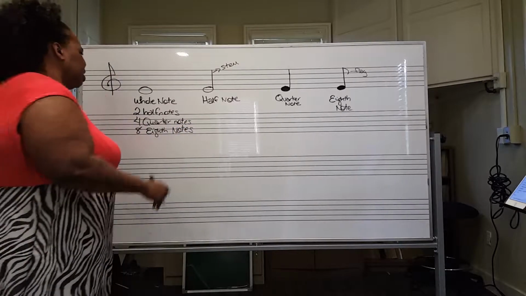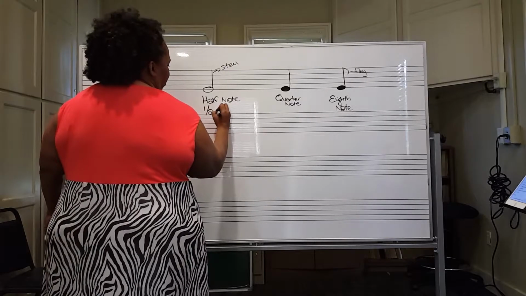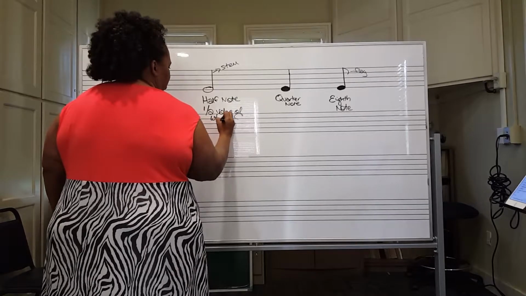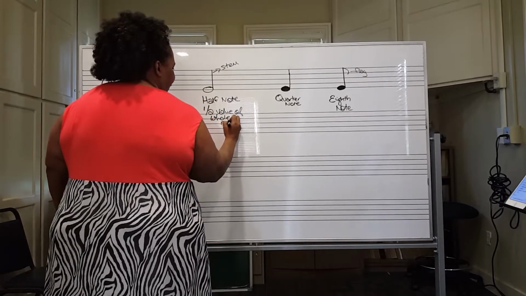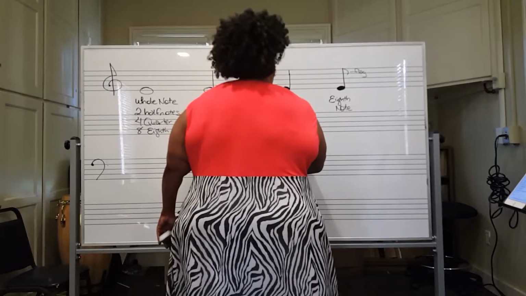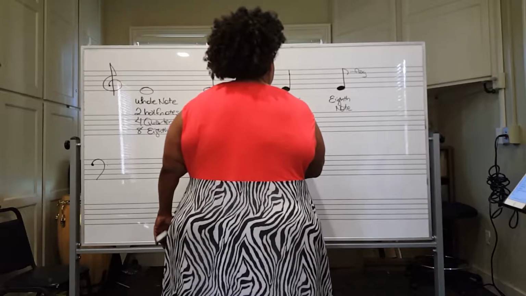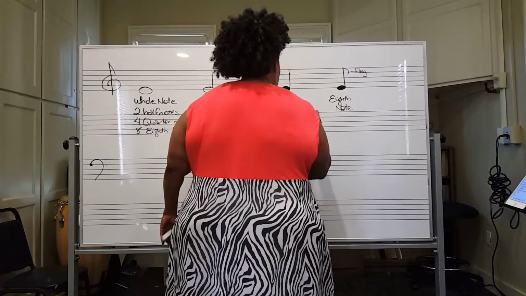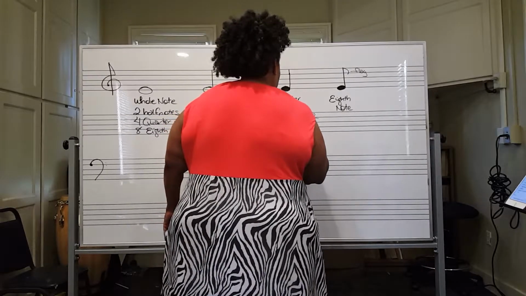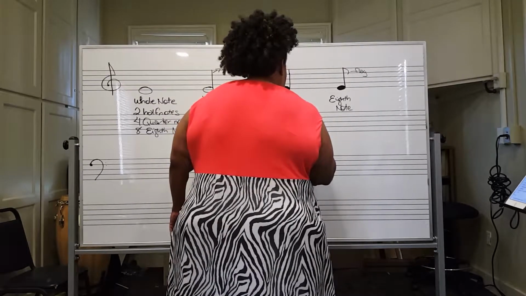Half note, it is equal to 1/2 the value of a whole note. For the quarter note, it is 1/2 the value of a half note and 1/4 of the value of a whole note. Now that makes sense.